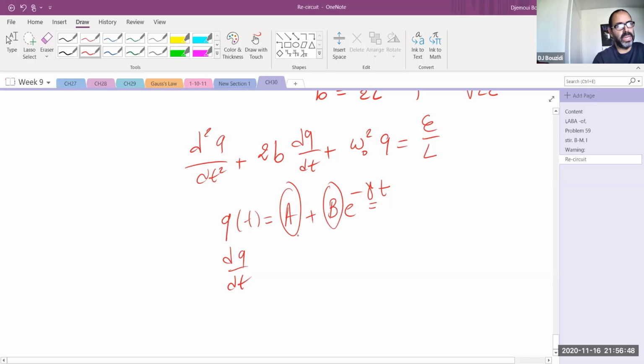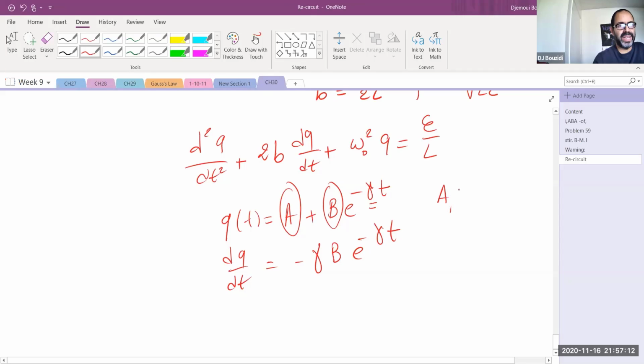A and B will depend on the initial conditions. Actually, one of them will, okay? The other one will not. The other one is going to be dependent just on the EMF. This is called the steady state, and this is called the transient, and we're going to get into it a little bit. So dQ over dt: this is constant. So it's going to be just minus gamma times B times the exponential of minus gamma t.